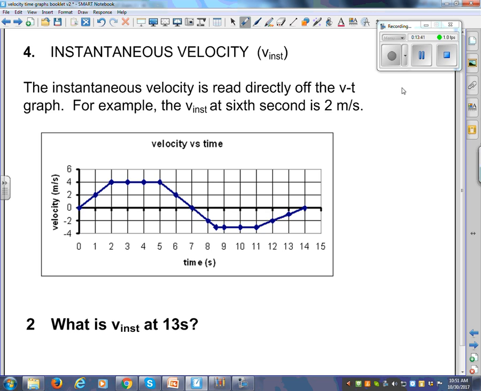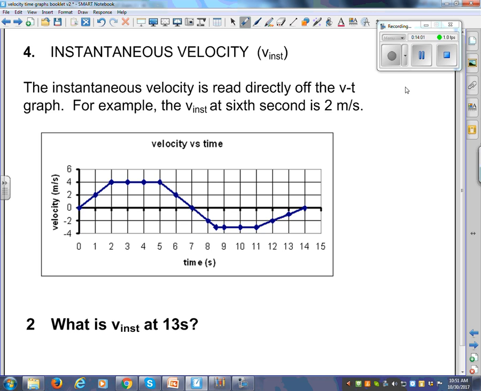Okay, so now let's talk about instantaneous velocity. Now this is the easiest one of the day. Don't get this one wrong. Easiest one. Instantaneous velocity. They're asking how fast is it going at a specific instant or time.